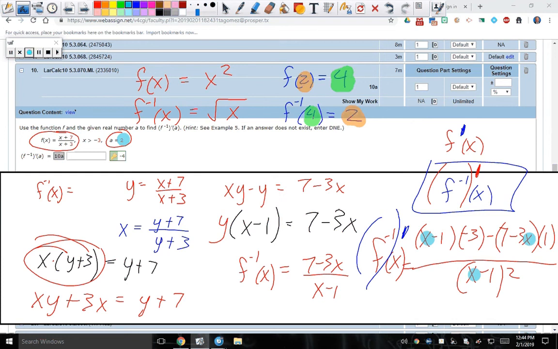Okay, so we have 2 minus 1. That's 1 times negative 3, negative 3. 7 minus 6 is 1. So we're going to be subtracting 1. And it's all over what? Come on, guys. Let's put the 2 in. It's all over what? 1. So what's my answer? Negative 4.